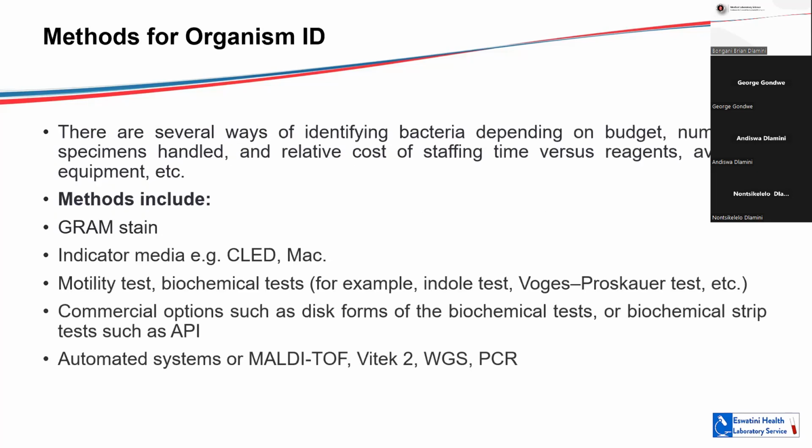So some of the methods that we are using currently in microbiology to identify organisms, the first method is obviously the gram stain. As I mentioned in the previous presentation, gram stain is used on the sample. When you receive a sample initially, you're supposed to do an initial gram stain so that you know what to expect when you're doing the culture. And then we also have indicator media, such as your chromogenic agar and other media as well. We also use some biochemical tests. We'll touch on a few of these. We'll not cover all of them. There are also some commercial options which we're going to discuss, biochemical test strips, such as the API, and the automated systems.